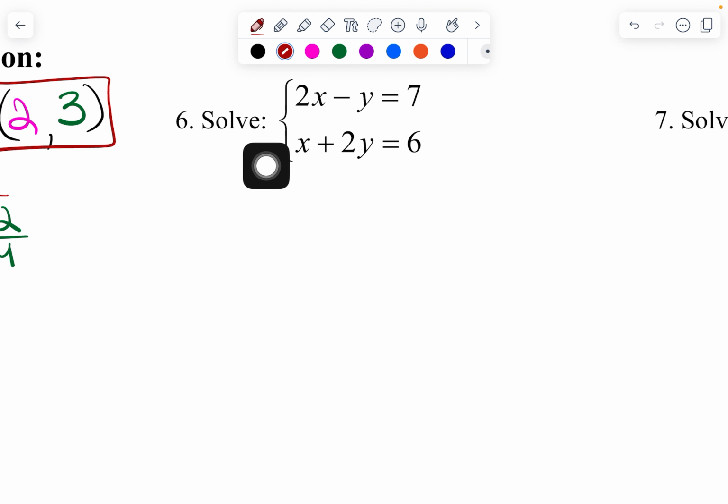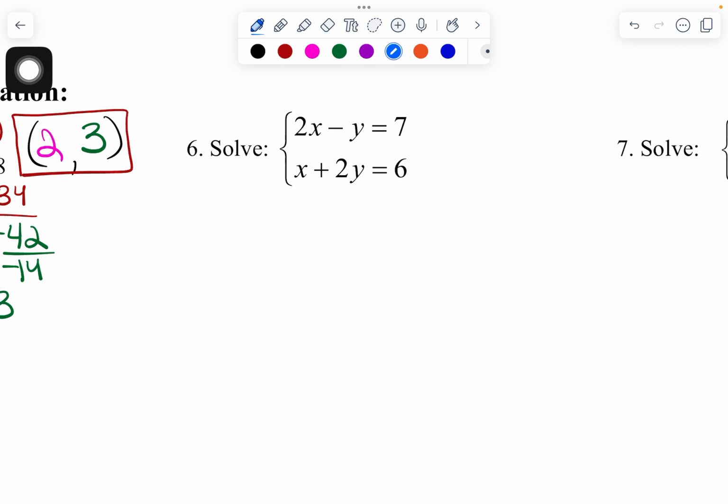You could eliminate x, right? We've got 2x here. I could pretty easily make this bottom equation have a negative 2x. I would just multiply through by negative 2. For y, I'm actually going to stick with y, I think, for this one. My bottom equation is 2y. My top equation, hey, it doesn't have negative 2y, but it does have the negative. I kind of like that.